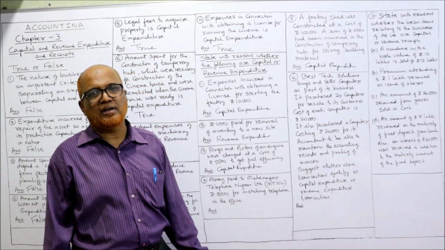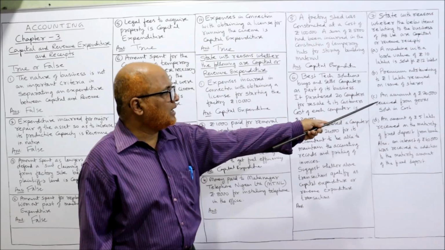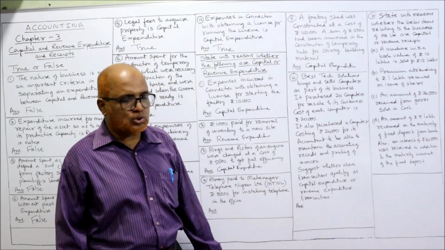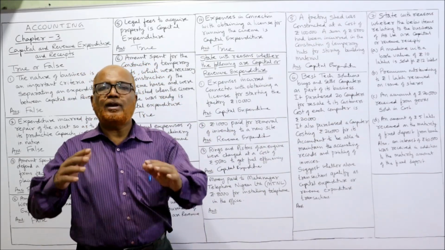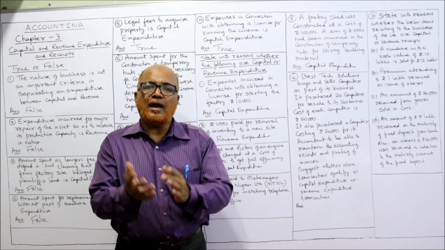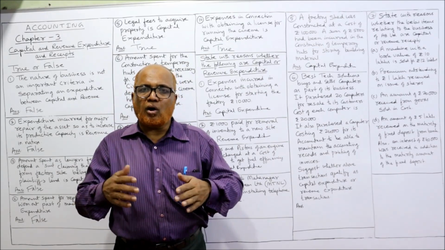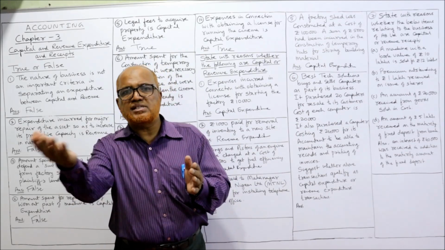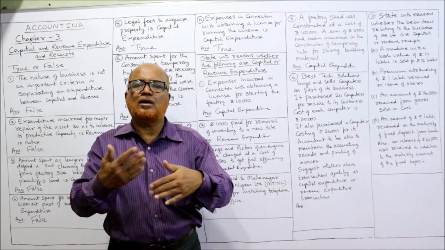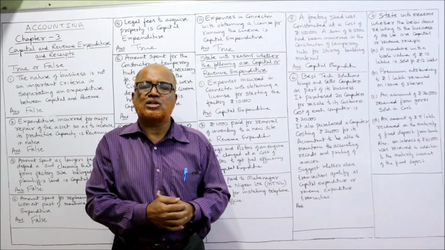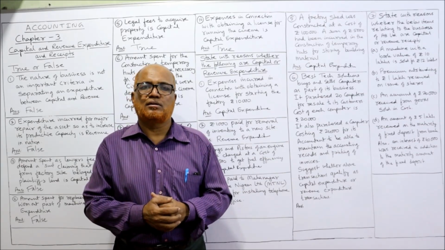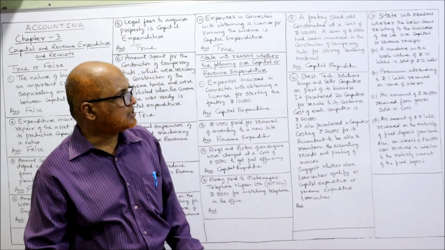It's a capital receipt. An amount of 20,000 received from goods sold in cash. When goods are sold and cash is received, it's a recurring activity. In the ordinary course of business, a business will sell the goods. Every now and then the goods are sold and cash is received. It's a revenue receipt.